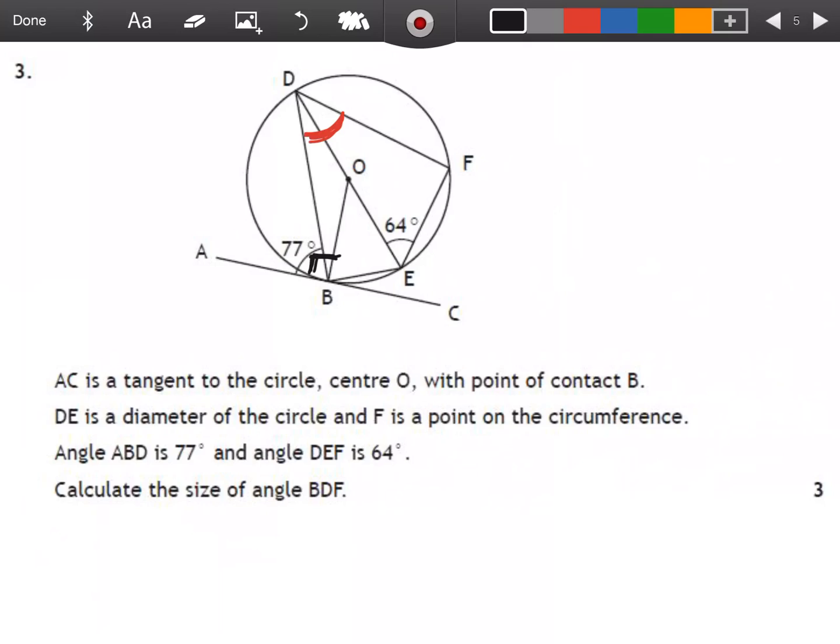Now, because that's 90 and we already have one part there that's indicated by 77, the wee black bit in here is the remaining part of 90. 90 take away 77, and remember this is non-calculator, that's 13 degrees. So that wee one in there is 13.